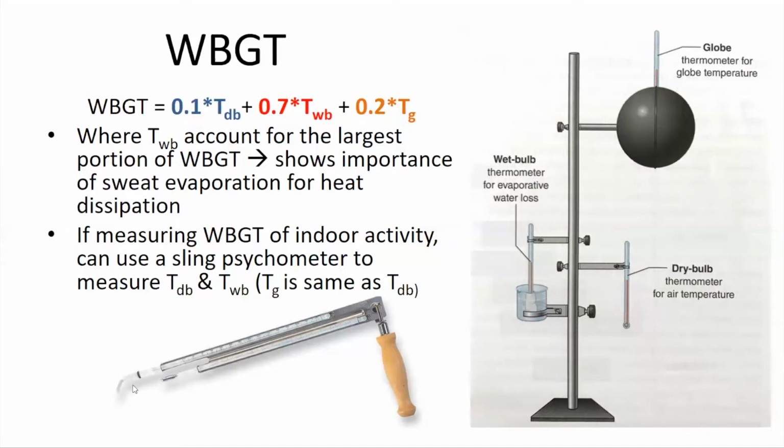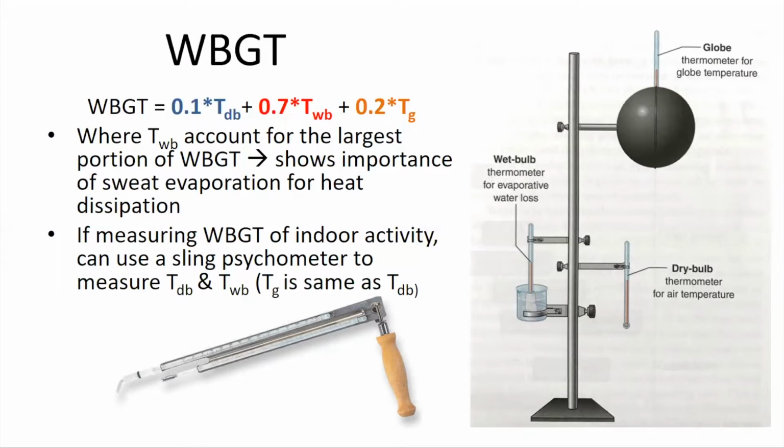So you would wet the gauze with deionized water, hold the handle, and swing it around until the temperature on the thermometer stops dropping. The more dry the condition, the more the temperature would drop. The more humid the condition, the temperature would change to a smaller degree.